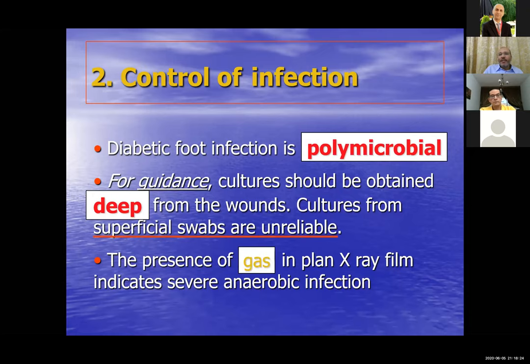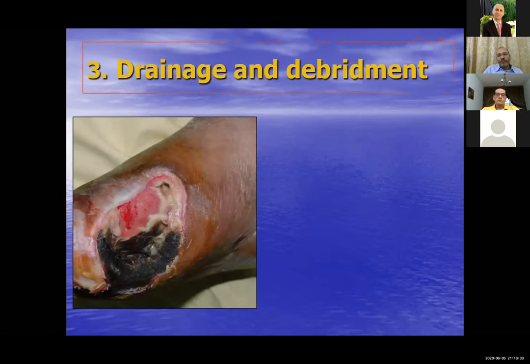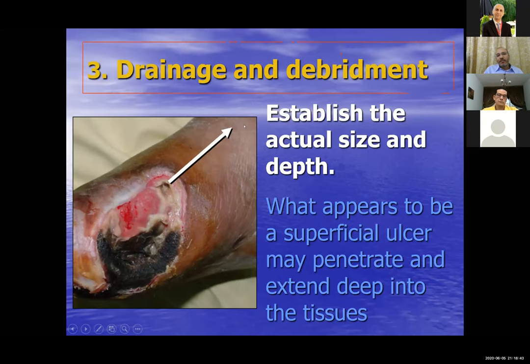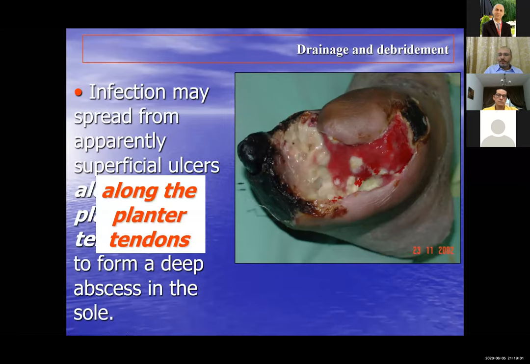Sometimes we start with a combination of many types of antibiotics to cover the microbes while waiting for the culture. As we see, the ulcer appears small, but there's some extension of the infection along the tendons of the toes, the extensor or flexor tendon. So maybe the wound appears small, but the infection is spreading up and down. You have to see this sometimes with extension to the plantar surface of the foot; the infection will be deep-seated and not only what we see. Sometimes the infection will collect, called phlegmon of the foot, in this plantar area.